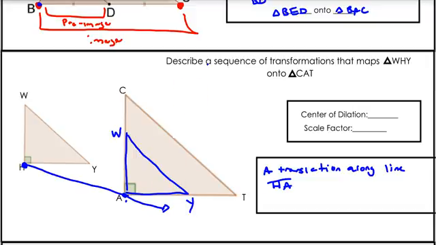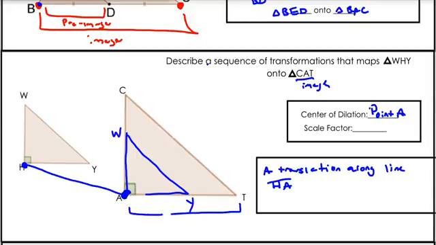After my translation, now I'm going to find my center of dilation and the scale factor. Now I can dilate it. Where do these two share a vertex? Well, that's point A. They share the point at point A. So the center of dilation is going to be point A. Now I'm going to find the scale factor, which is the image over the pre-image. Since I'm mapping onto CAT, that is our image, so our image is going to be, let's say, side AT.